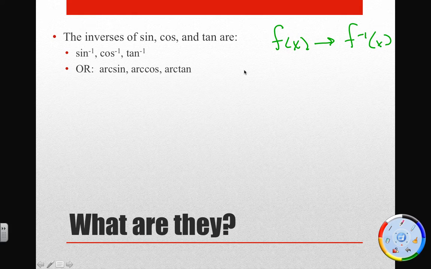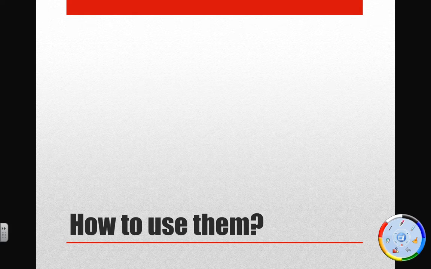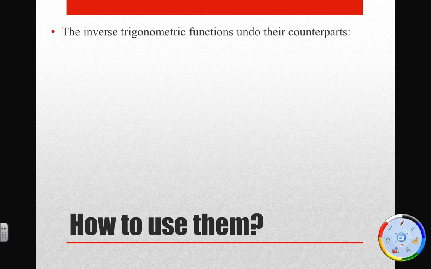All right, so that's what they are. Now a little bit more definition of what they are. The inverse trig functions are the functions that undo their counterparts. So they undo each other. It's basically the statement here: the sine inverse of sine of x is equal to x, just like the square root of x squared is equal to x, because the square root and the square are inverses of one another, and therefore they undo each other.